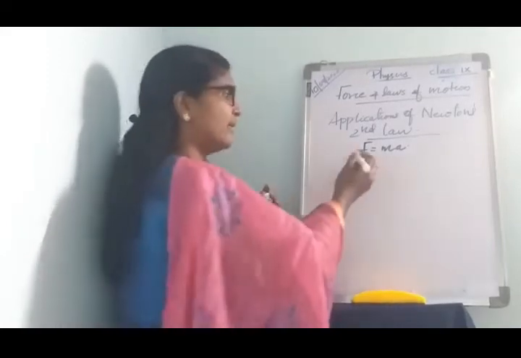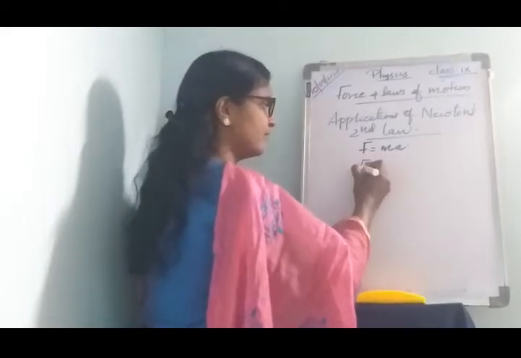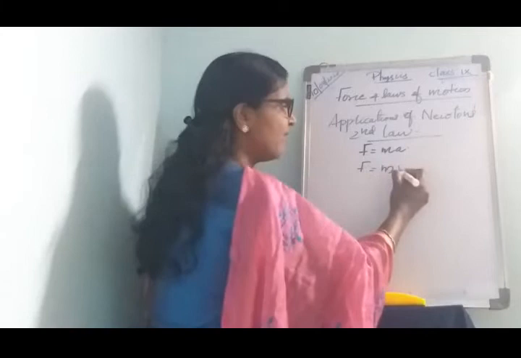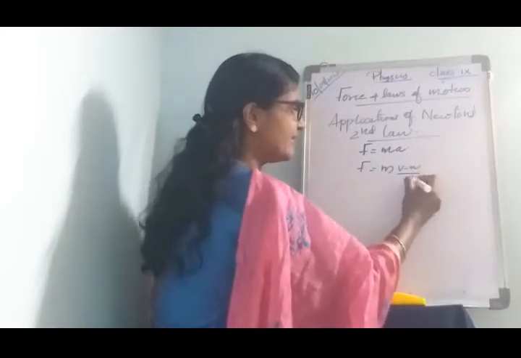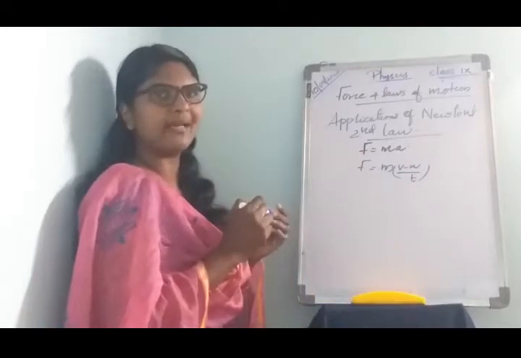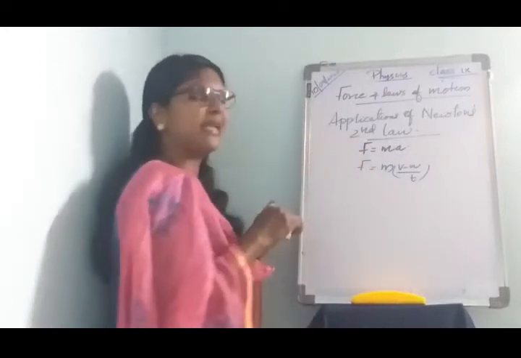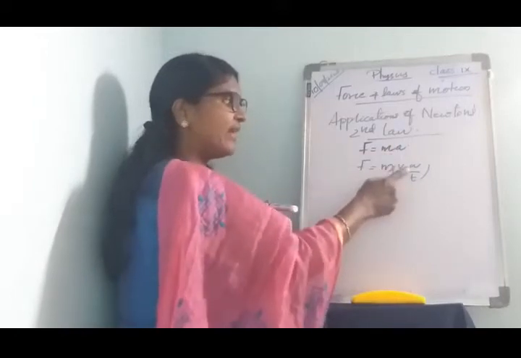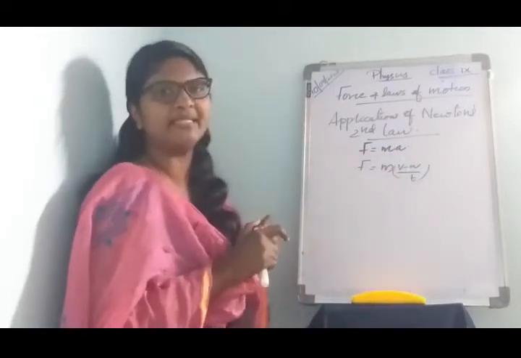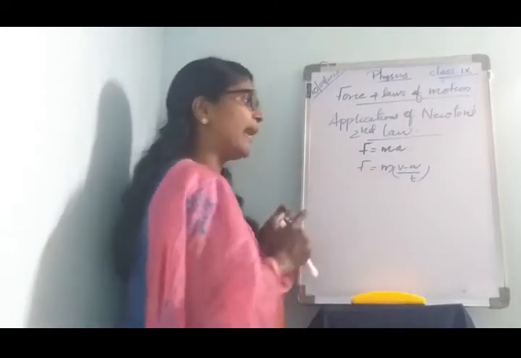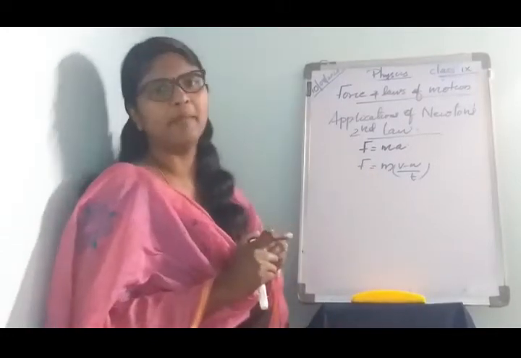This force can be written as m into, instead of a, we can write v minus u by t, the rate of change of velocity. Then by Newton's second law we can write F equal to m into a, and we can rewrite this equation with v minus u by t, change in velocity by time. So F is equal to m into v minus u by t.